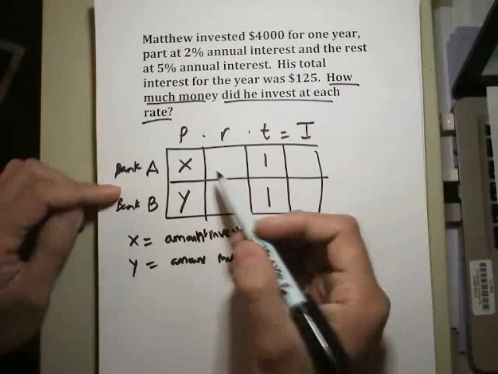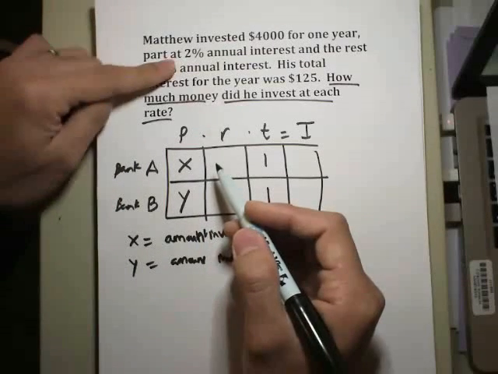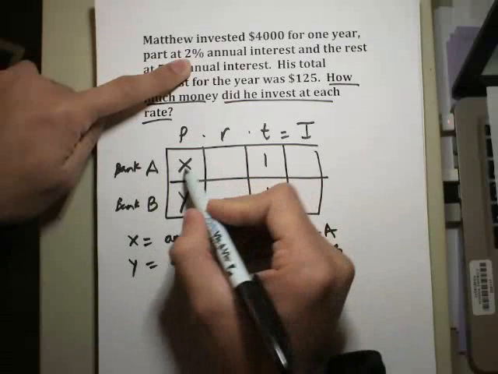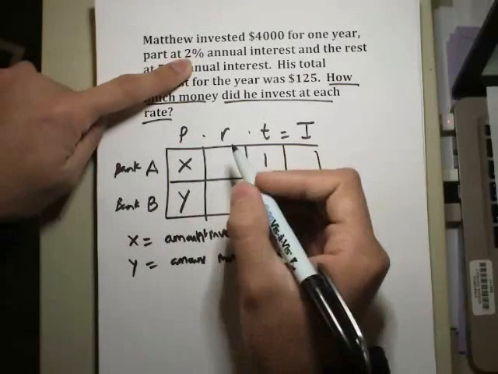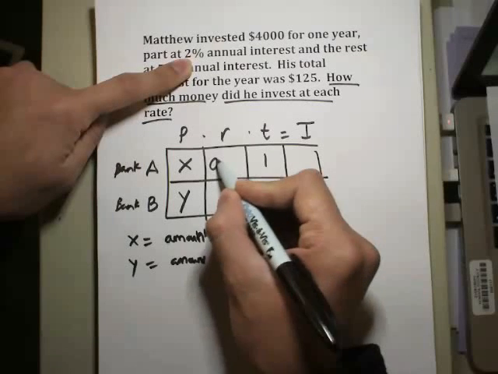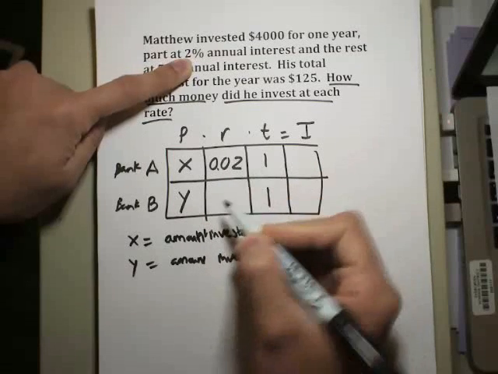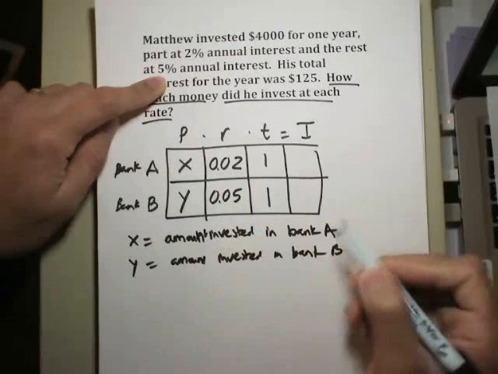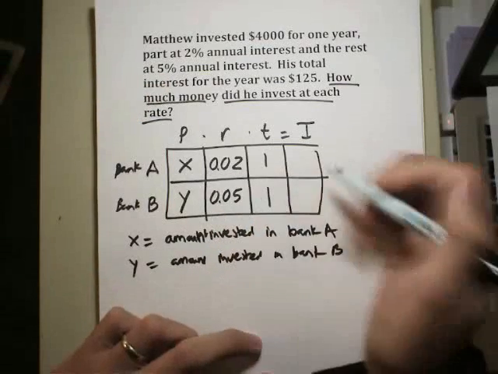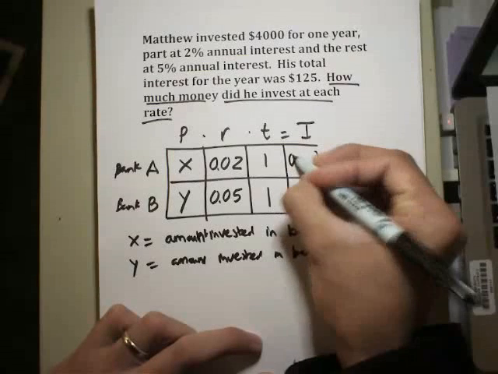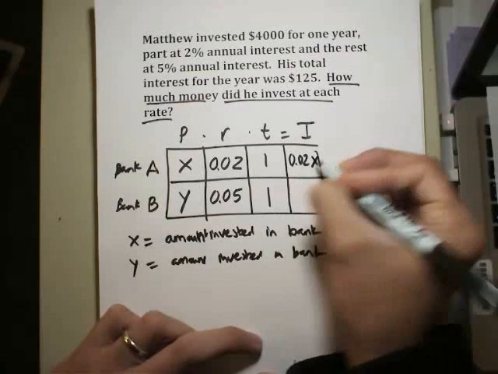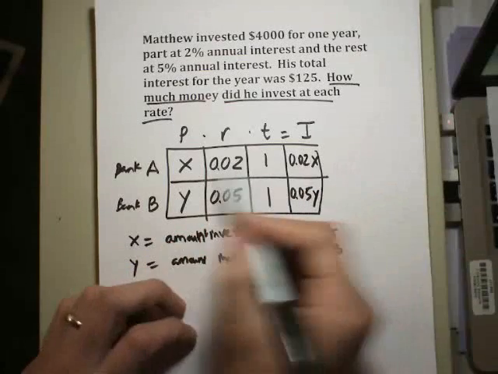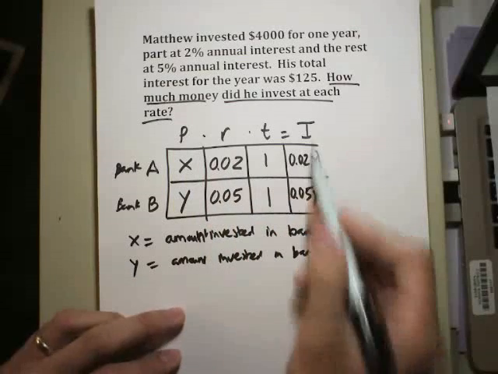And the rate now, for Bank A, well, in this case, since we approached 2% first, I'm just going to go ahead and say Bank A investing this amount, and the percentage is 2%. Don't forget to put this back as a decimal. And for Bank B, it's 5%, so I'm going to go ahead and put that back as 0.05. And if I times it across, I know I'm going to get 0.02x, and this is going to be 0.05y, right? Because that's what the formula says. P times R times T equals I.